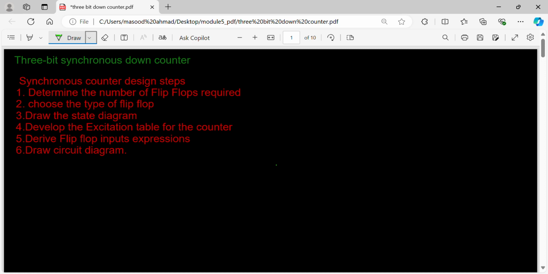My dear students, now we are going to look at a 3-bit synchronous down counter. The first step that we need to look at is to determine the number of flip-flops required. As it is a 3-bit, it is also known as mod 8 synchronous down counter. The other name for the 3-bit down counter is nothing but mod 8 synchronous down counter.